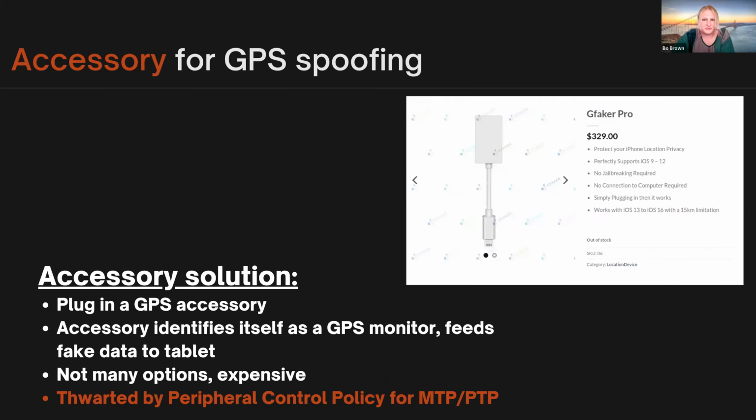Then there's GPS spoofing accessories. So first issue with these is they're expensive, and there's not too many brands of these, and a lot of them don't work. So it basically works the same way as the software I just showed, where it says, I am a GPS auxiliary device, and then here is our GPS data, which is faked data. But again, this runs into the same issue with the peripheral control policy. So it can't be used to spoof the location of the managerial tablet.